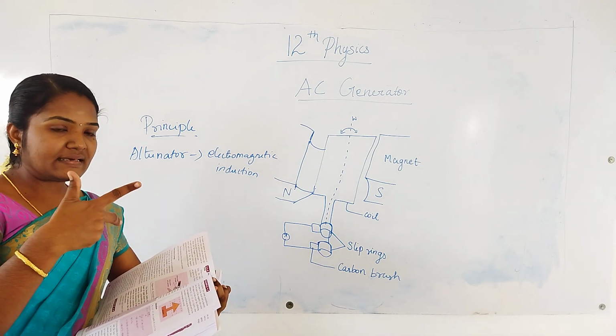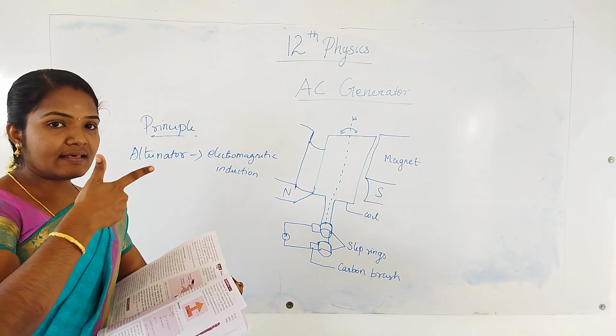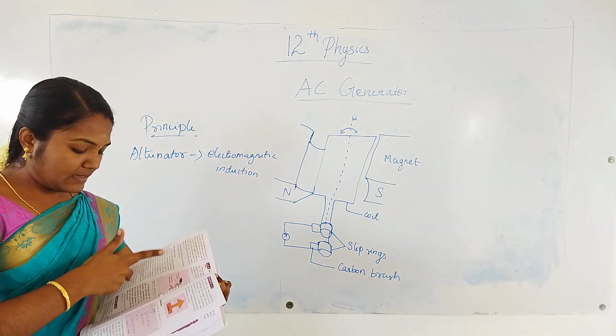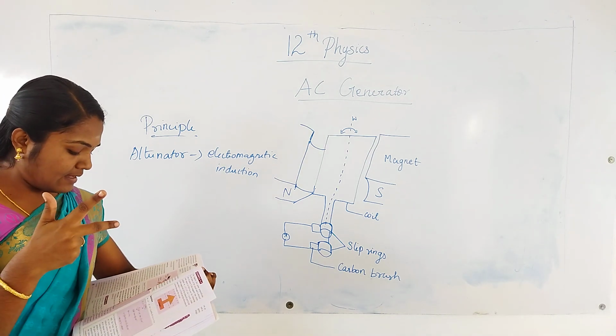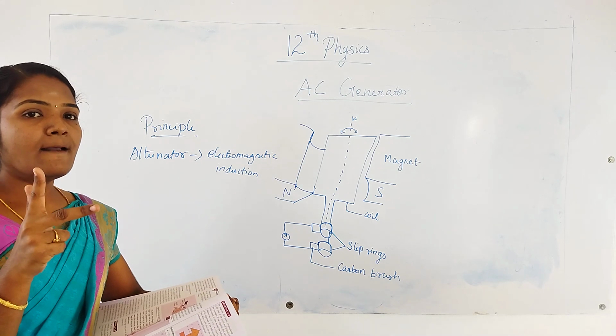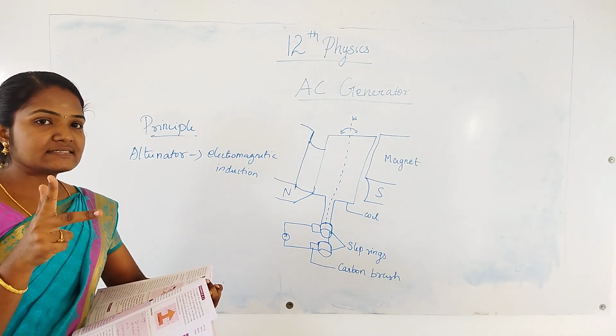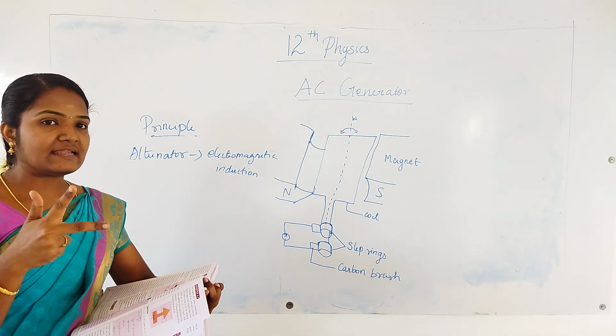Then the thumb indicates the direction of the motion of the conductor. Here this is the thumb. This thumb indicates the direction of motion of the conductor. Then the middle finger will indicate the direction of induced current. This is Fleming's right hand rule.